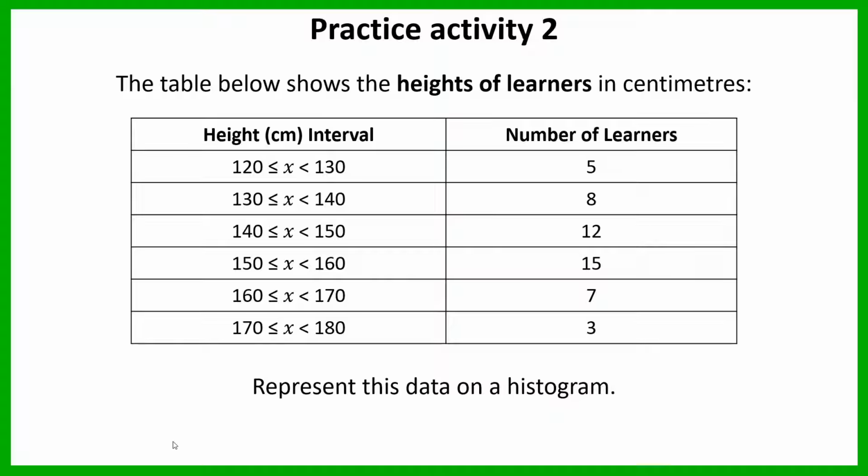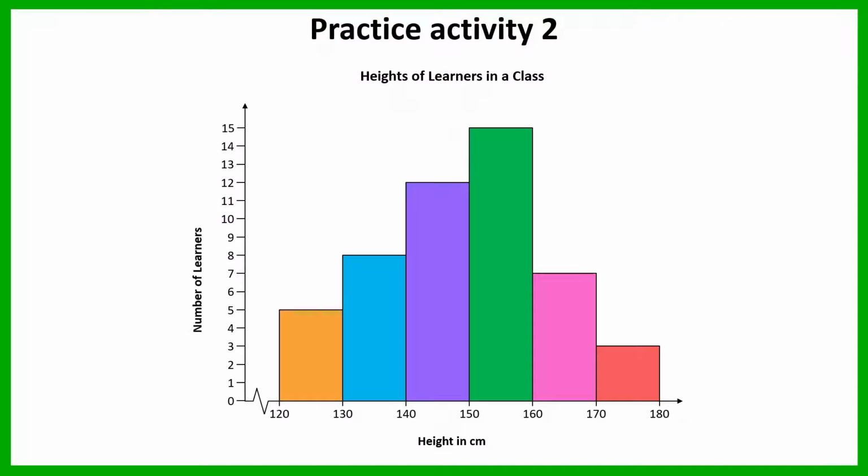Right, let's go and see what your histogram should look like. So this is what your histogram should look like. You should have a title. Your axes need to be labeled. You need to make sure that you have consistent intervals on both of the axes. For the vertical axis, I was just counting in ones. But for the horizontal axis, I was using the intervals that they gave us, which was 120 to 180, broken up into intervals of 10.